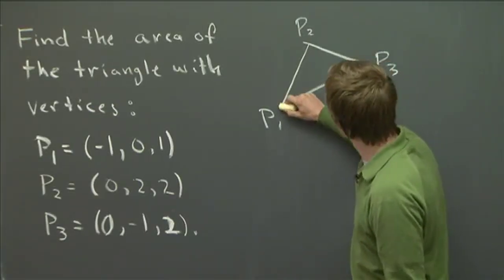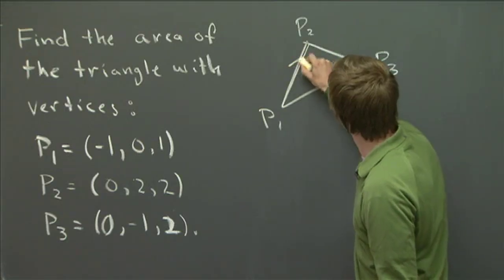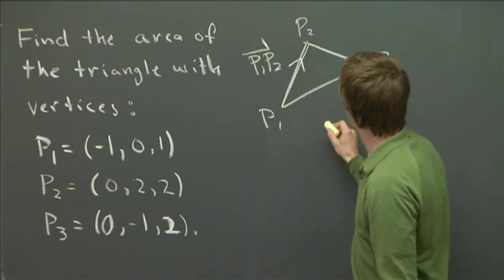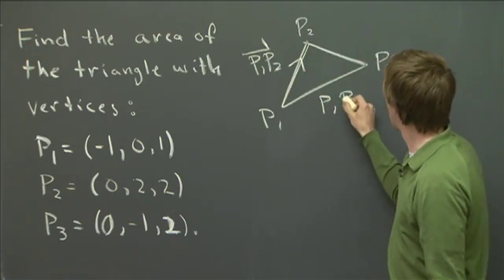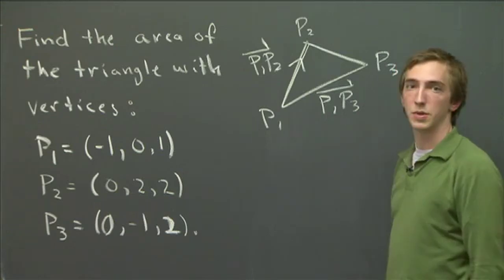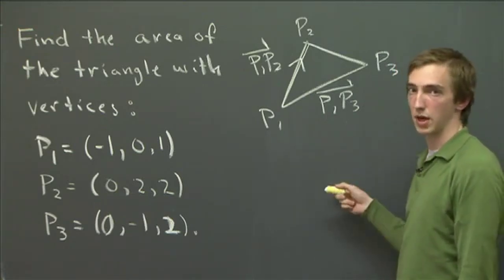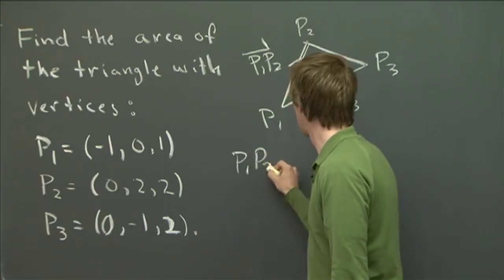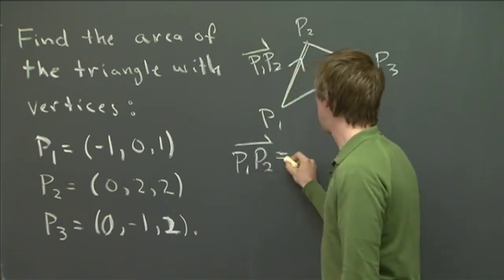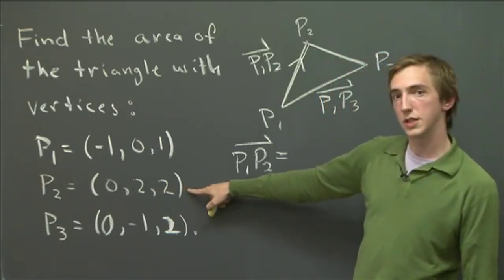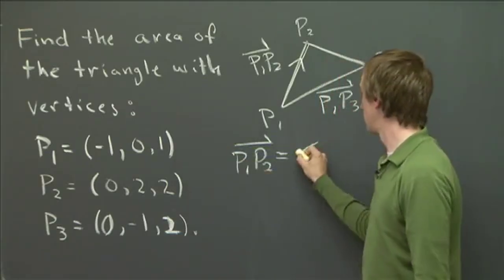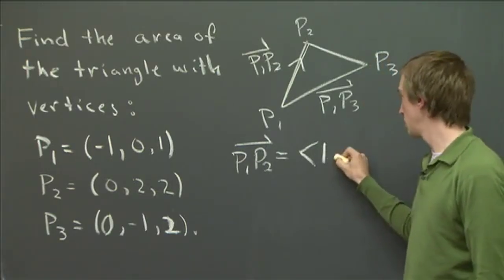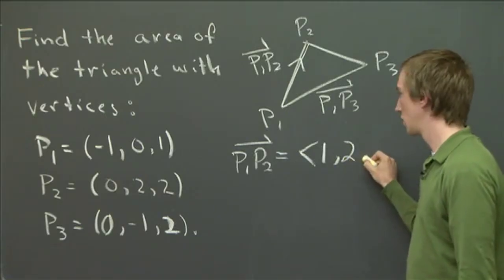And the vectors that we need to build are P1P2 and P1P3. Since we're going to use these in a minute, let's go ahead and compute them now. So P1P2 is just the difference P2 minus P1. So we get 0 minus a negative 1, so we get 1, 2, and 1.